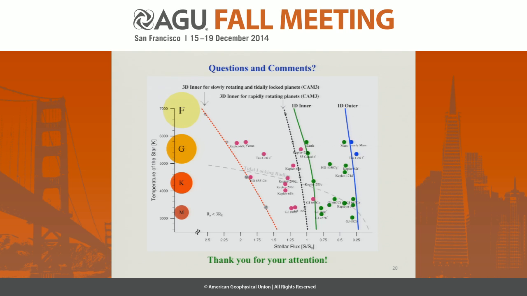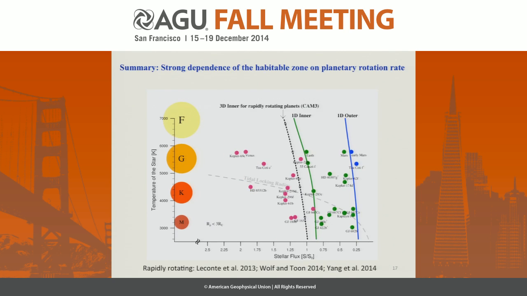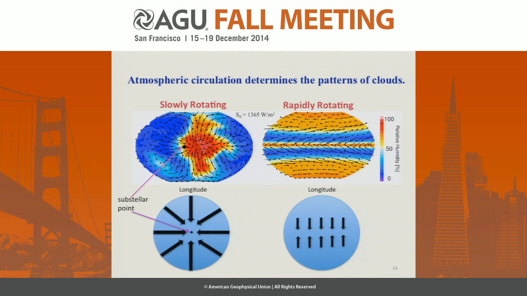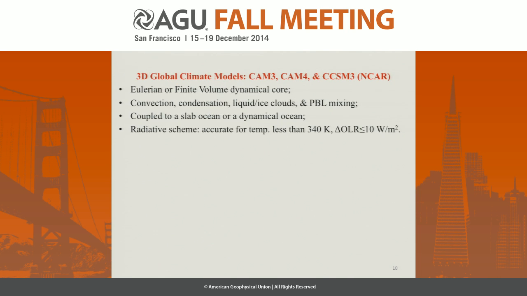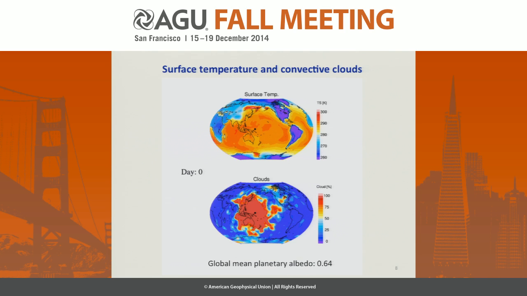I was looking at your cloudiness slide, and it looked like all your clouds were over land, not over oceans. Is that true in the Earth simulation? No, the lower panel is the convective cloud fraction. You can see that the clouds form around the substellar regions, both over the land and over the ocean.